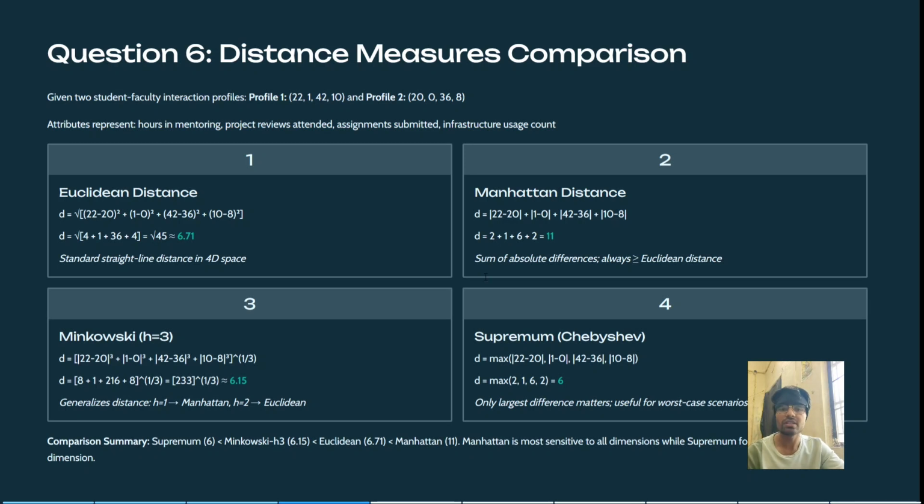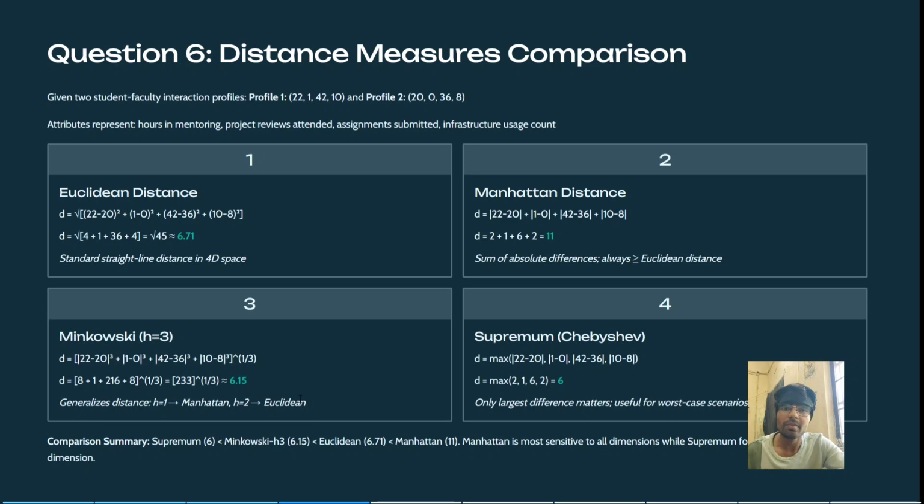So the absolute value of 22 minus 20 is 2, the absolute value of 1 minus 0 is 1, the absolute value of 42 minus 36 is 6, and the absolute value of 10 minus 8 is 2. So the sum: 2 plus 1 plus 6 plus 2 equals 11. Notice that Manhattan distance is always greater than or equal to the Euclidean distance. So it's more sensitive to differences across all dimensions.